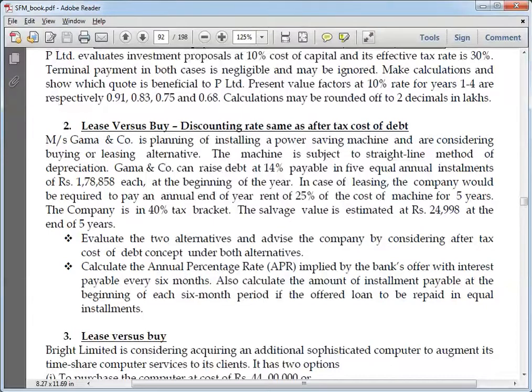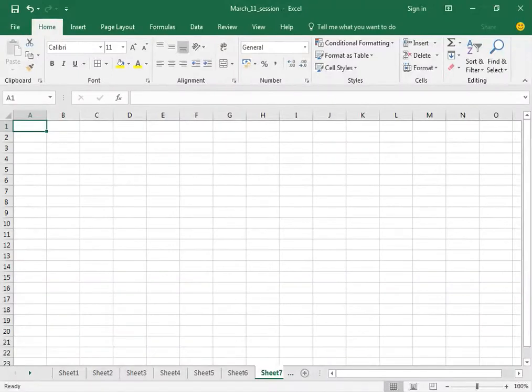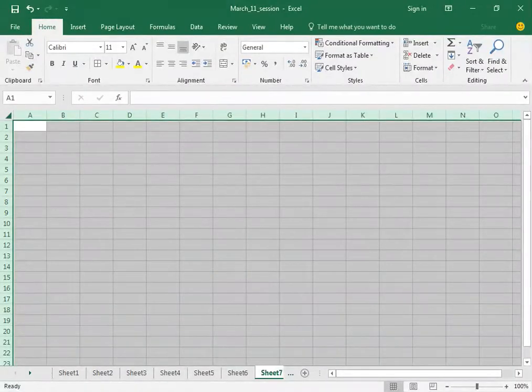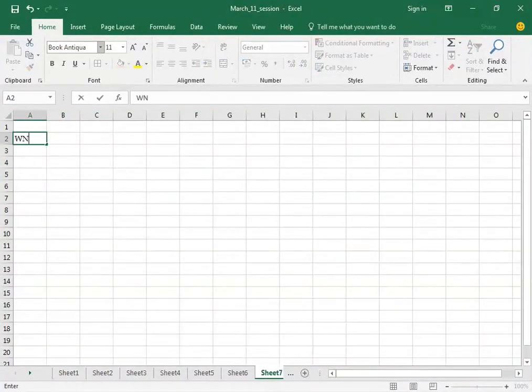Okay, now if you look at this question, we have to again do an evaluation whether to go with the loan option or a lease option. Let's first start with loan option analysis. Working note 1, evaluation of loan option.